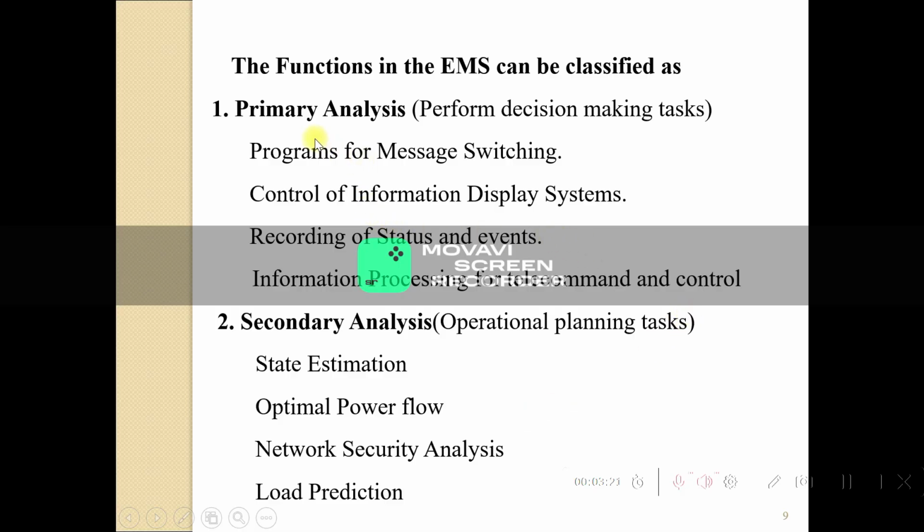So the functions of energy management system can be classified in two categories: primary analysis and secondary analysis. Primary analysis programs are for message control of information, recording of status, information processing for telecommand and control. Secondary analysis: state estimation, optimal power flow, network security, load prediction.